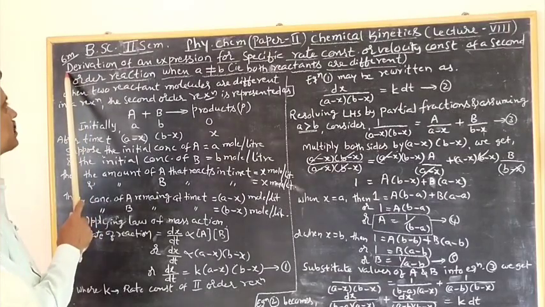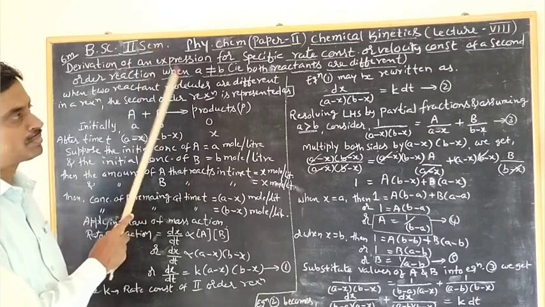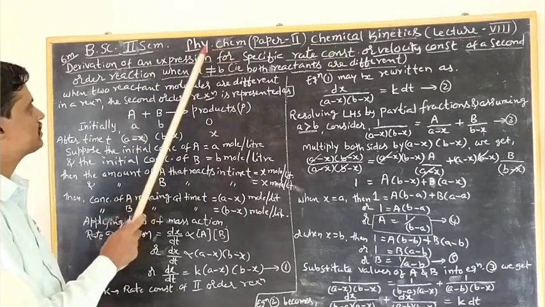This is the second derivation, either the previous one or this one. They will ask it in the examination for 6 marks. This derivation is also for 6 marks.